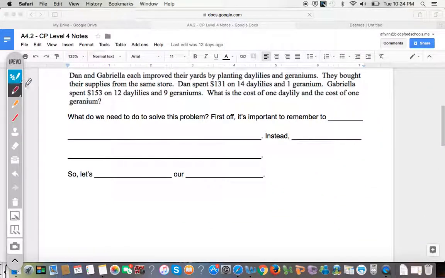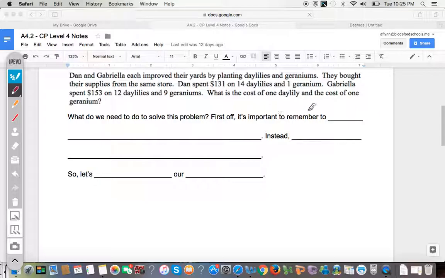Okay, so let's take a look at this problem. So, Dan and Gabriella each improved their yards by planting daylilies and geraniums. They bought their supplies from the same store. Dan spent $131 on 14 daylilies and 1 geranium. Gabriella spent $153 on 12 daylilies and 9 geraniums. What is the cost of 1 daylily and the cost of 1 geranium?